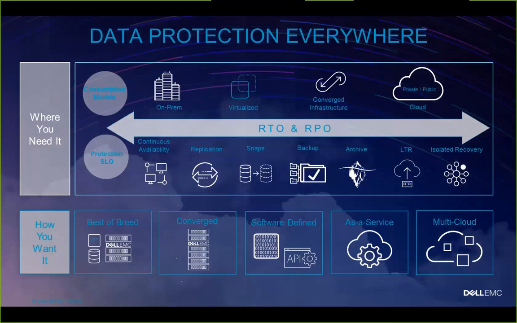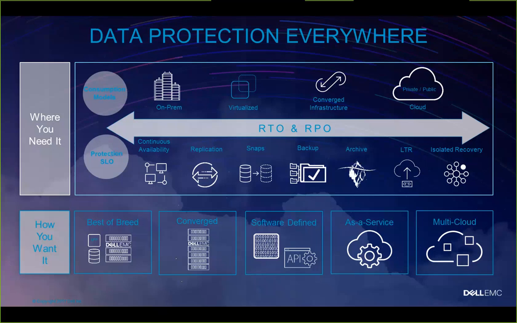So just by way of introduction, when you look at data protection today, data protection pretty much is everywhere, right? Your data protection strategy needs to involve multiple different layers. You may have best-of-breed technology in your environment. You may have converged infrastructure, hyper-converged, software-defined. You may even be doing things as a service, or you may have a multi-cloud environment. A lot of customers today have multi-cloud environments and oftentimes neglect data protection in that multi-cloud environment.